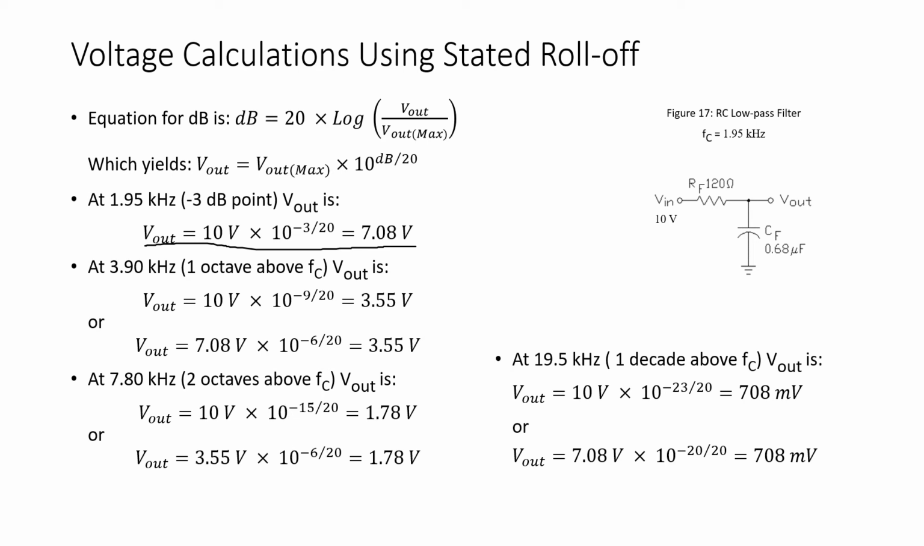1.78 volts. And to calculate the output voltage 1 decade above the cutoff frequency, again, I can use two methods. I can either take the maximum output voltage and reduce that by -23 dB, or I can take the output voltage at the cutoff frequency and reduce it by 20 dB. Either way, I end up with the same value of 708 millivolts.